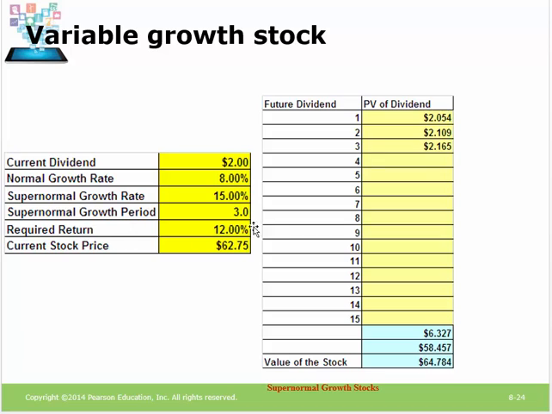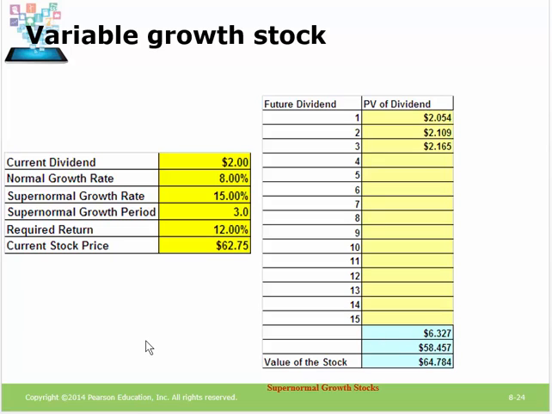So the required return of this company is 12%, and its current stock price is $62.75. So we have this period, 3 years, with super or variable growth rate dividends. So we need to calculate the present value of these 3 years of dividends. Find the present value, you add those present values up, it's $6.33.